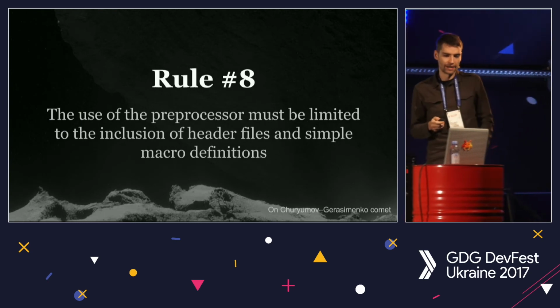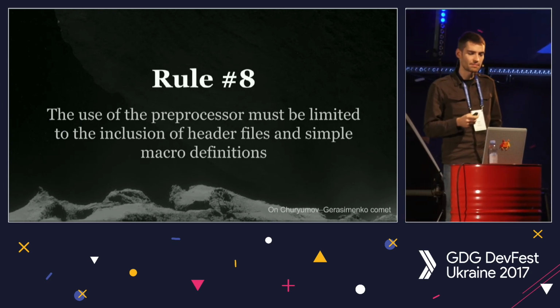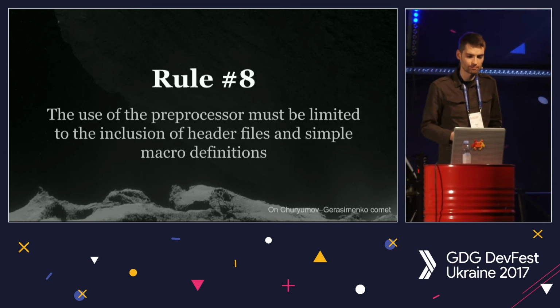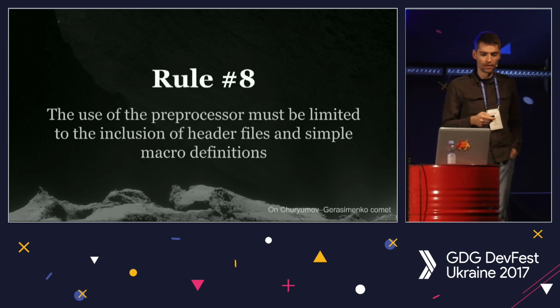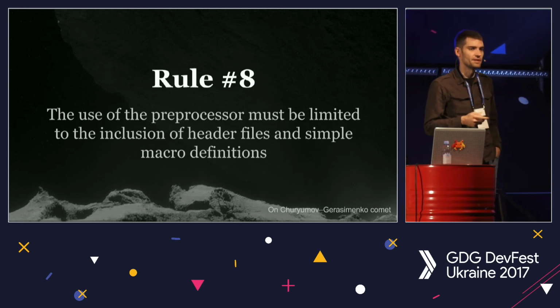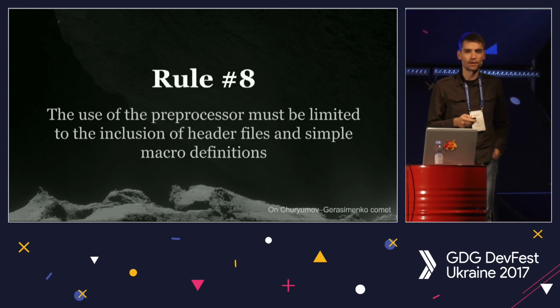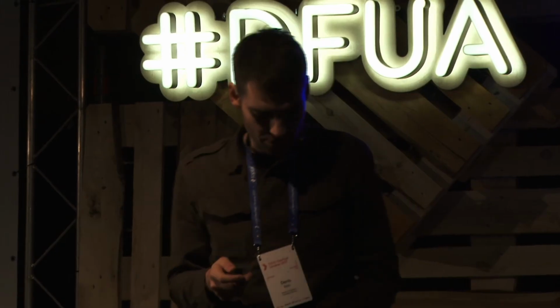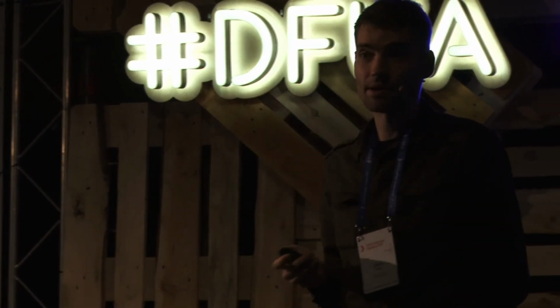Rule number 8: the use of the preprocessor must be limited to the inclusion of header files and simple macro definitions. This is about the C preprocessor, but in JavaScript we currently use preprocessors heavily. Everybody uses a preprocessor, most likely Babel or TypeScript, but still, as JavaScript engineers, we should understand that there is a price for using a preprocessor.